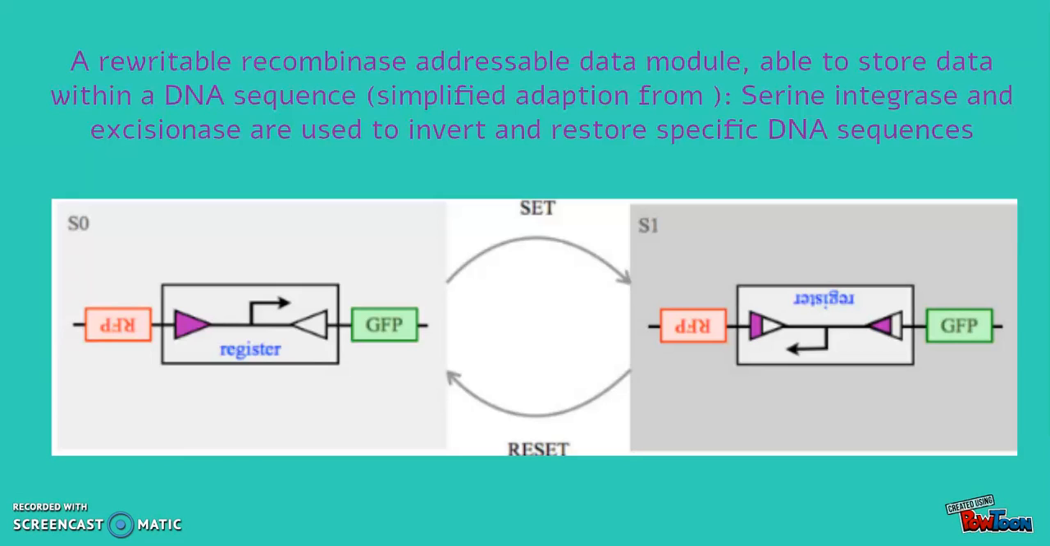The system has two potential inputs, set and reset transcription signals. The set signal drives expression of integrase, which inverts the DNA element functioning as a genetic data register. Flipping the register converts the flanking sites, shown here in the triangular shape. The system is now in state 1 or S1. Alternatively, a reset signal drives integrase and excisionase expression and restores the register orientation and the flanking sites. The system is in its other state, S0.